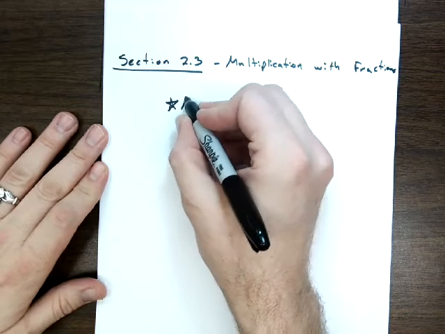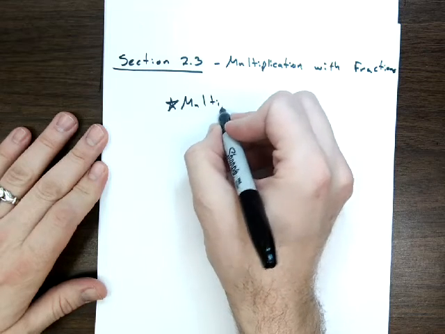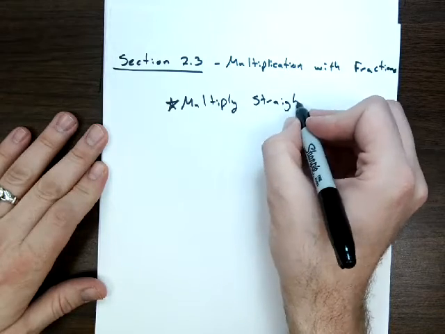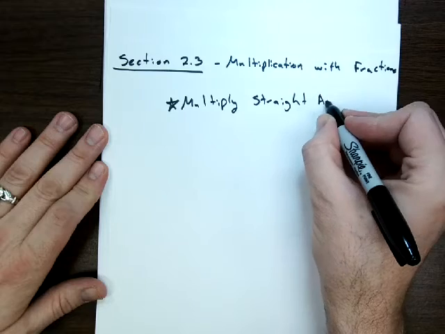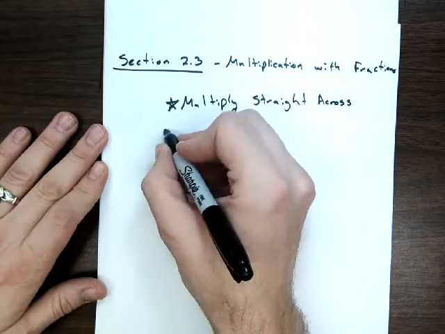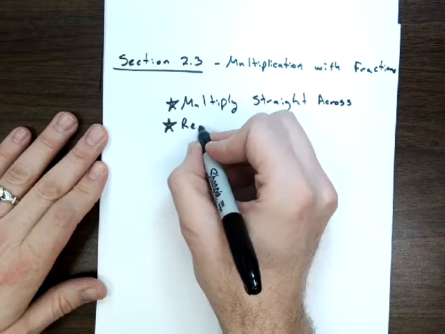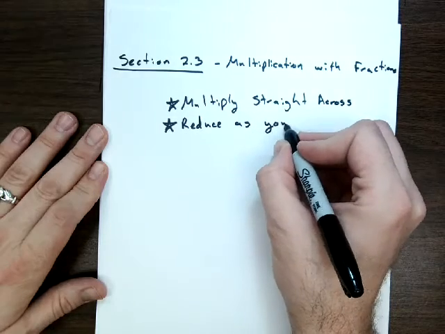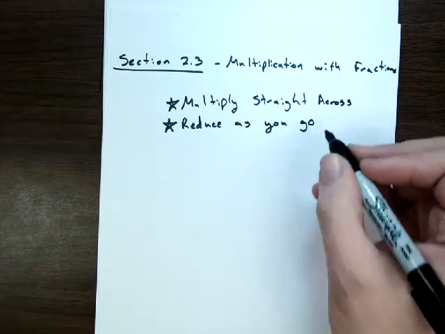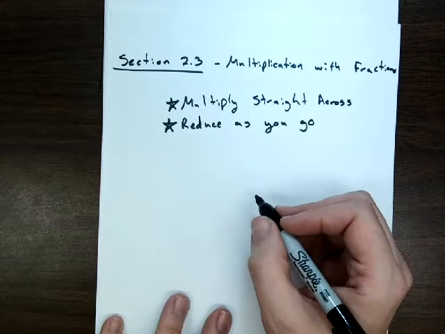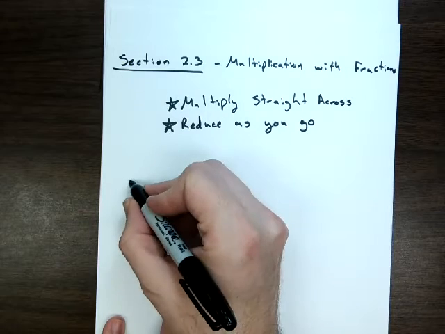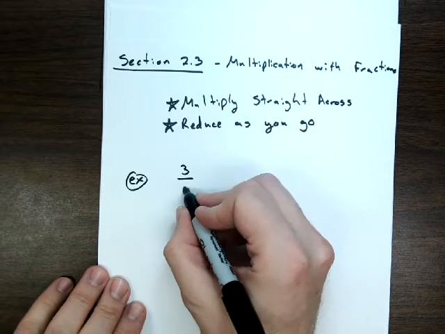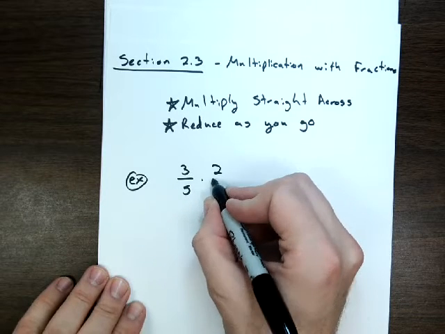You're going to multiply straight across, and we're going to reduce as you go. Now, when we say multiply straight across, that means exactly what it sounds like. Say I've got something like 3/5 times 2/7.